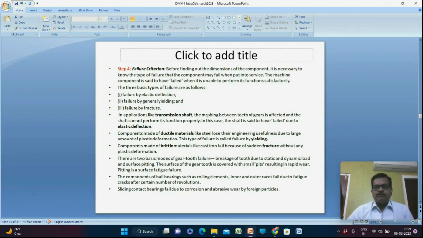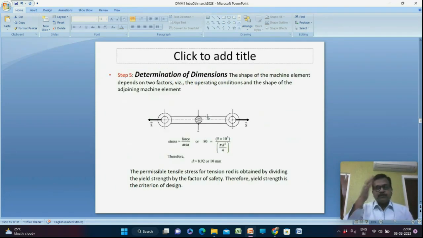The components of the ball bearings, inner and outer races, fail due to fatigue cracks after a certain number of revolutions. Sliding contact bearings fail due to corrosion and abrasive wear by foreign particles. So these are the various modes of failures for various components or elements. In step 5, we are going to determine the dimensions of the element.